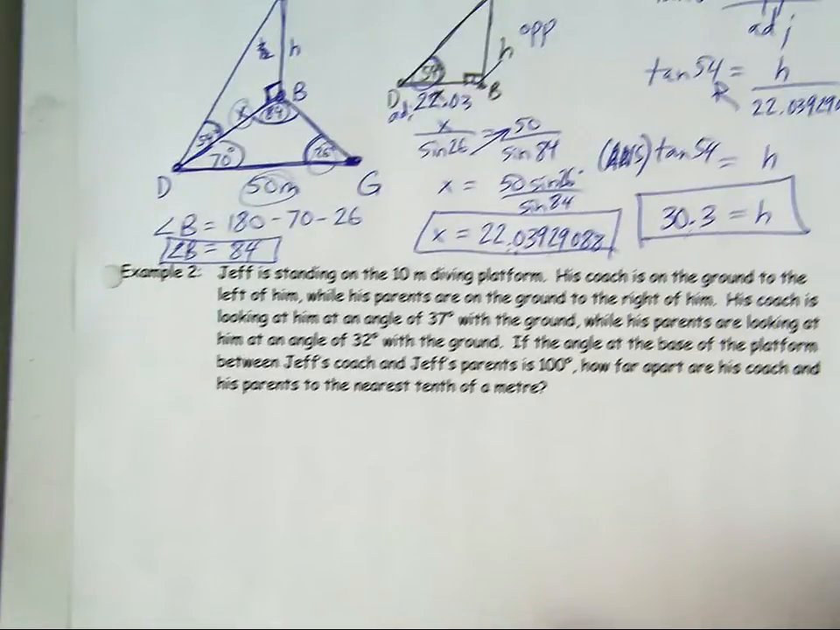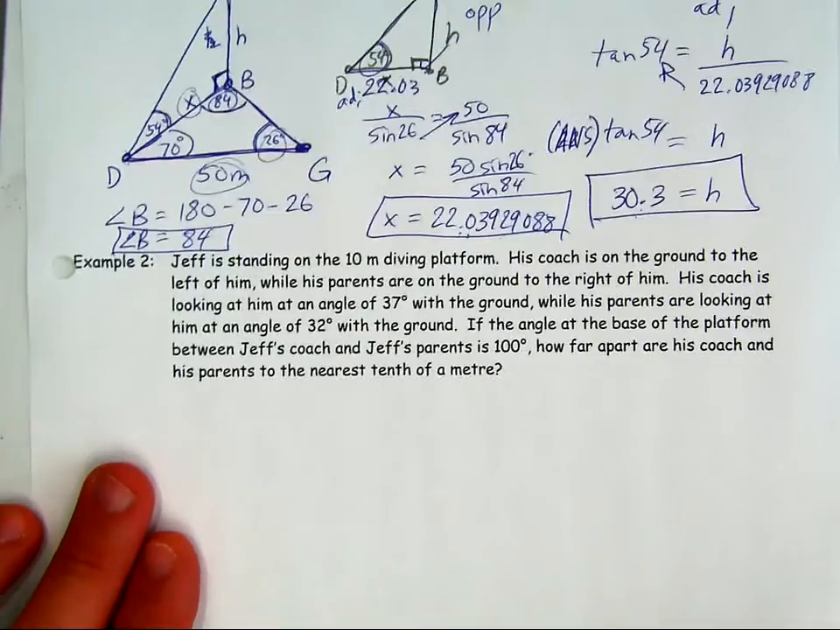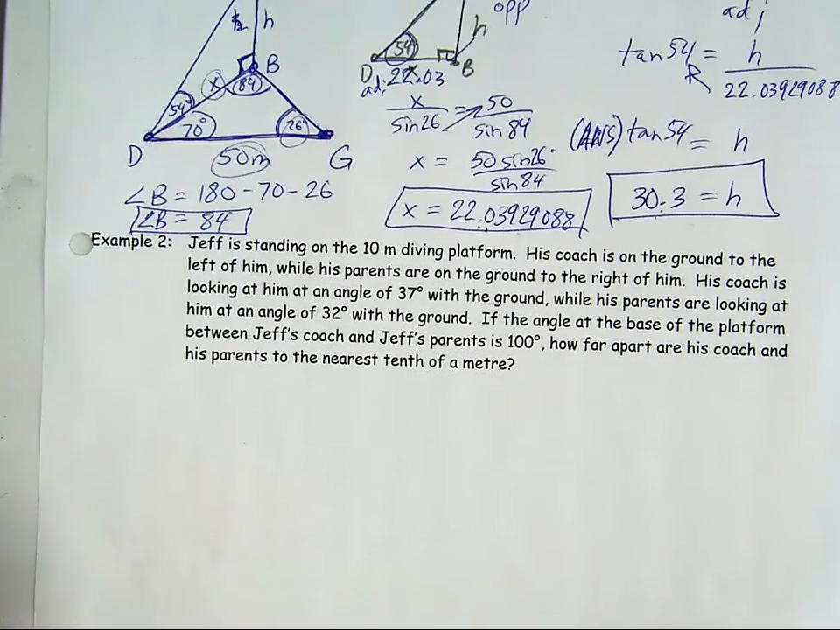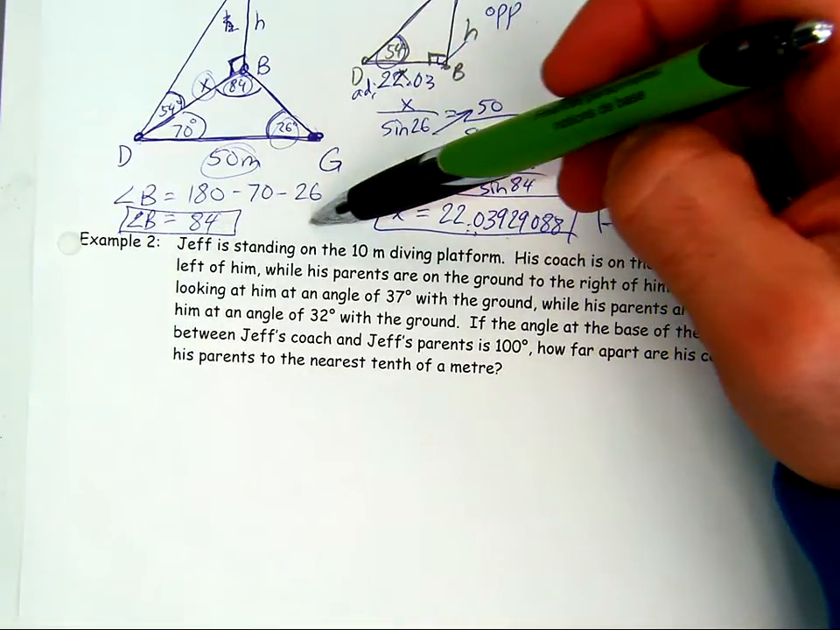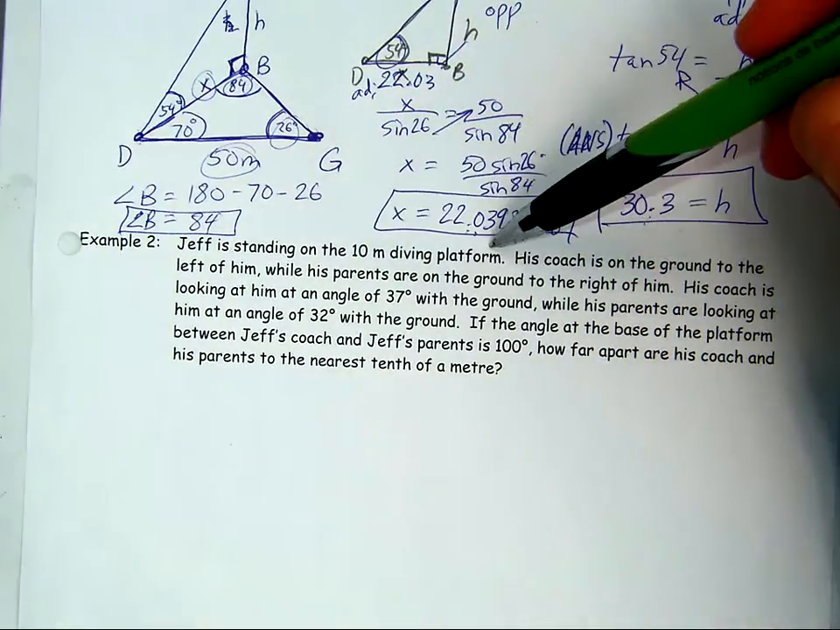Okay, so let's take a look at example 2 here. And remember that these are all three-dimensional drawings. It says that Jeff is standing on a 10-meter diving platform.